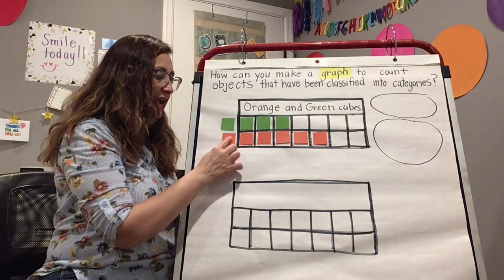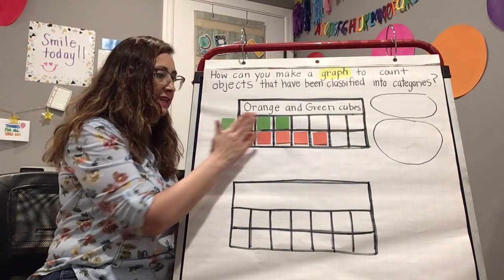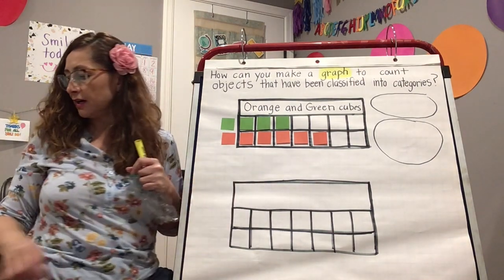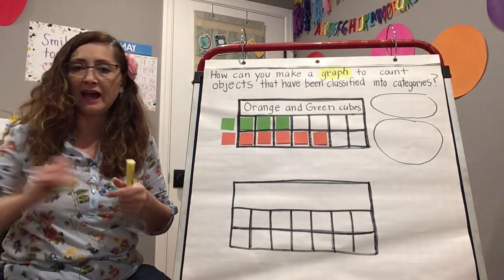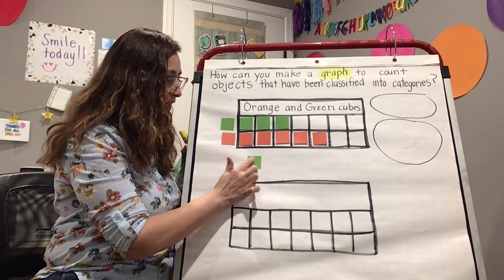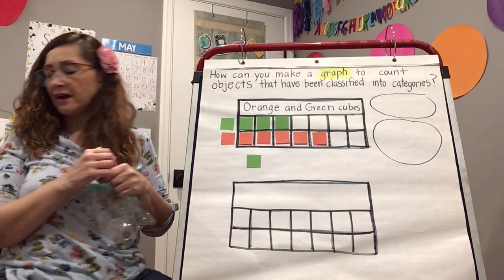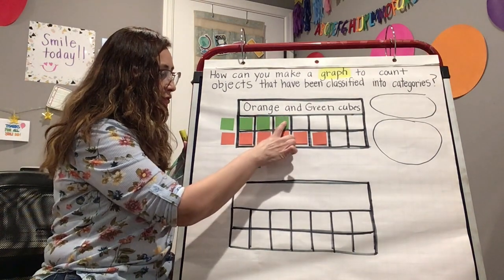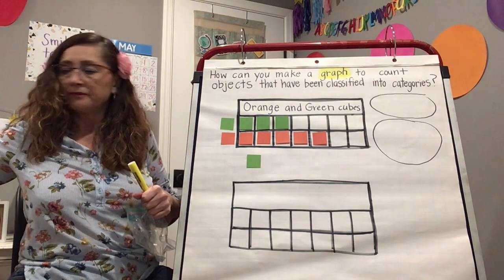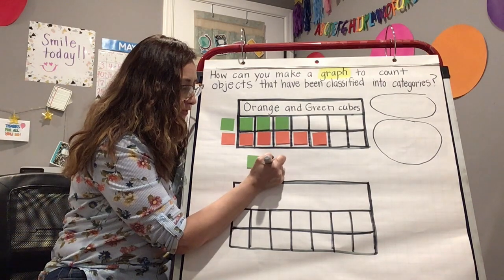Now remember, we do not count this and we do not count this because those are just to show us the category. So now, what if I wanted to show here how many I had of each? So I might be able to do this. Look, I could put green here to show how many greens I have. So how many greens do I have there? So let's count. 1, 2, 3. So I could put green cubes. There are how many? 3. Good. Okay, so I'm going to write a 3 here.